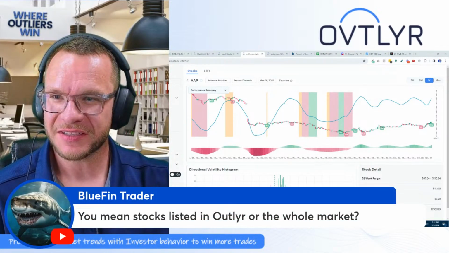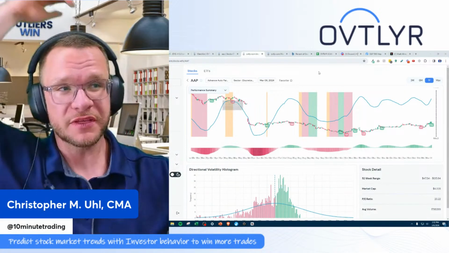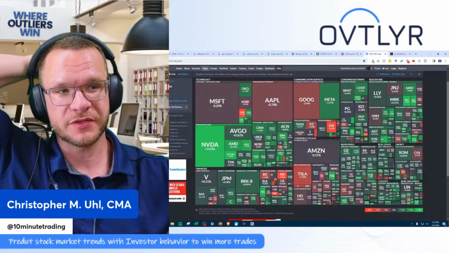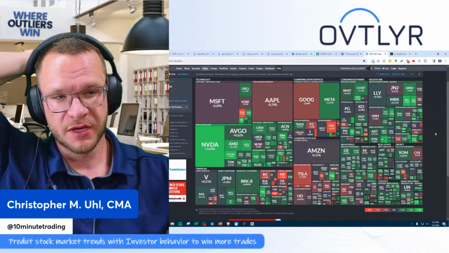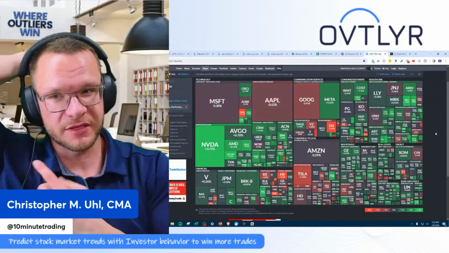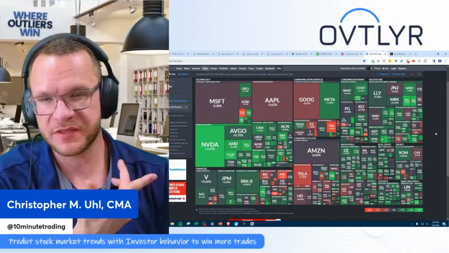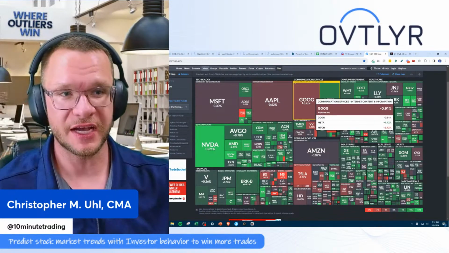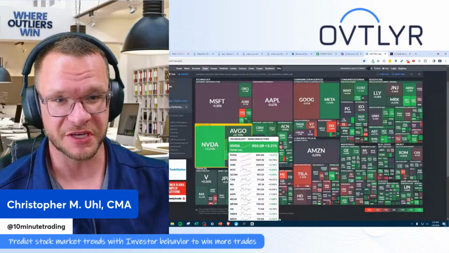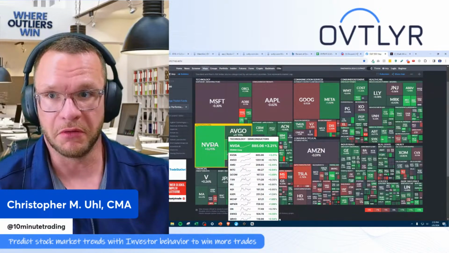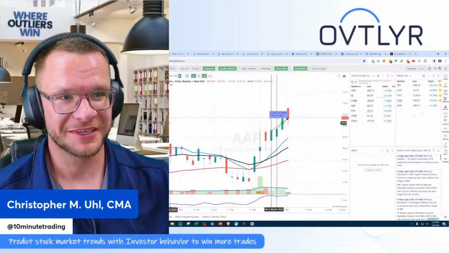You mean stocks listed outlier or the whole market? Most of these stocks should be on that, right? We cover 1,700 of the most liquid stocks and ETFs. So probably they're on this list here. This is the S&P 500. The size of it is based on market cap, which somehow NVIDIA is the third largest company in the entire world. Well, I don't know how that happened. But either way, lots and lots and lots of cool stuff. Returns that are 20 plus percentage points higher.